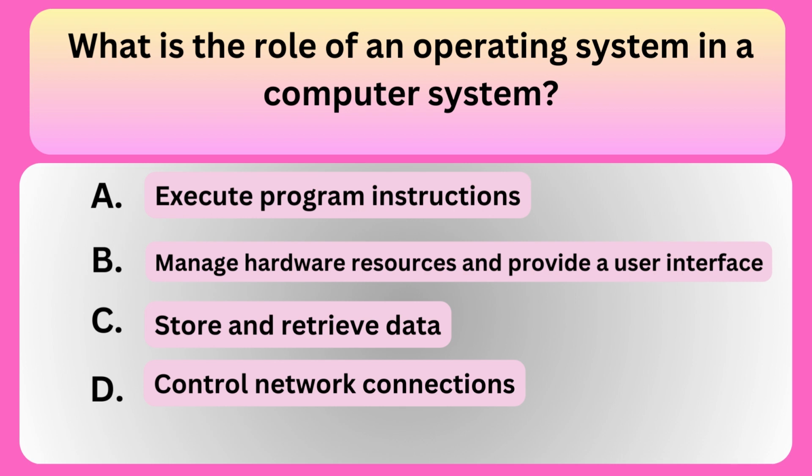What is the role of an operating system in a computer system? Execute program instruction, manage hardware resources and provide a user interface, store and retrieve data, control network connections. And the right answer is manage hardware resources and provide a user interface.